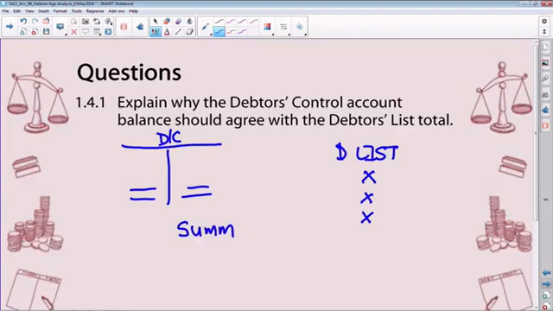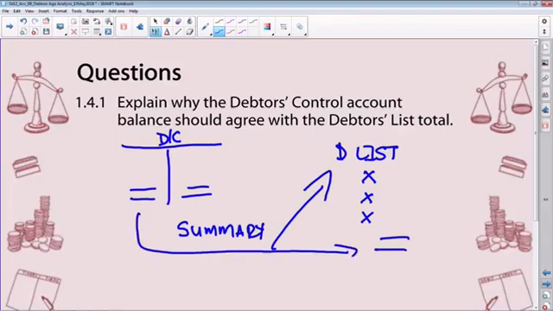of your debtors list. Therefore, it is obvious that whatever entries you've processed in the debtors control account has to be processed individually in every debtor's account, and therefore these two balances, that of the debtors control account and the total of your debtors list, should always be in agreement.